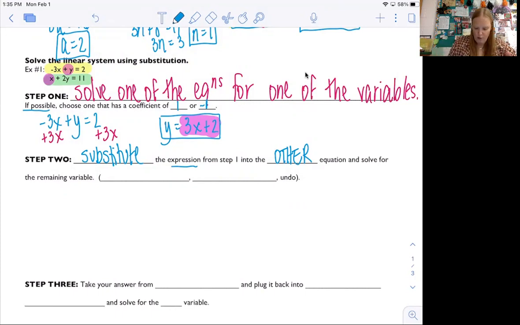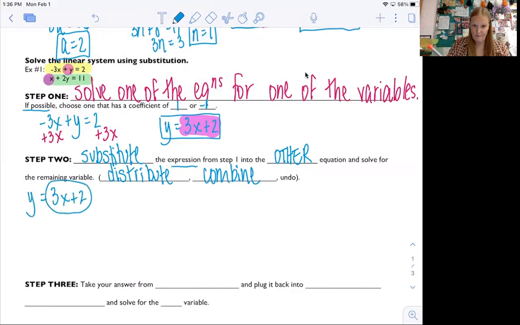So here are the steps. We are going to distribute, which is what we did in the warm-up. We are going to combine like terms, which is what we also did in the warm-up. And then we're going to undo. That's how we solve. Okay, so check this out. I'm going to rewrite it just so you can visually see what we're doing. So y equals 3x plus 2. This 3x plus 2 is the expression from equation 1.